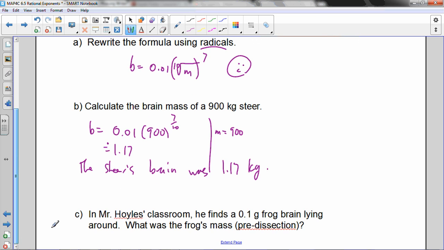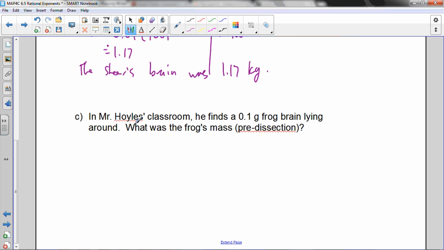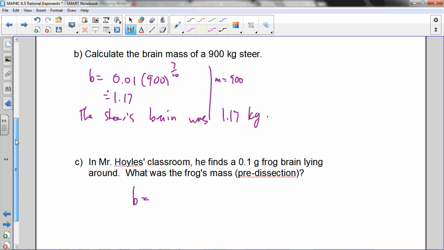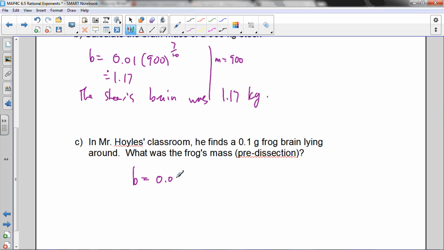Lastly, last little example here. In Mr. Hoyle's classroom, he finds a 0.1 gram frog brain lying around. That's disgusting. That's a little tiny brain. What was the frog's mass? So notice we've got a couple of different formulas, whichever one we would like to use. And I said I'm partial to this one. So the brain's mass was 0.1.